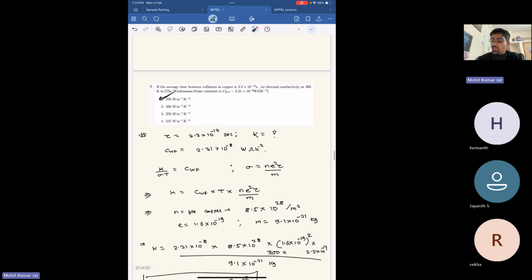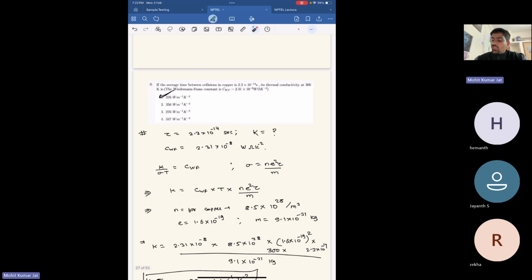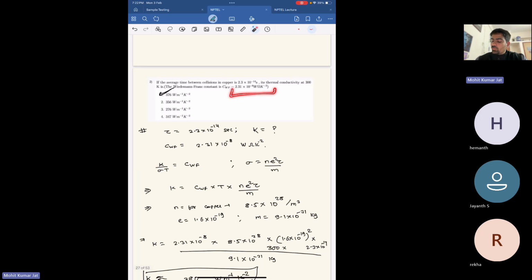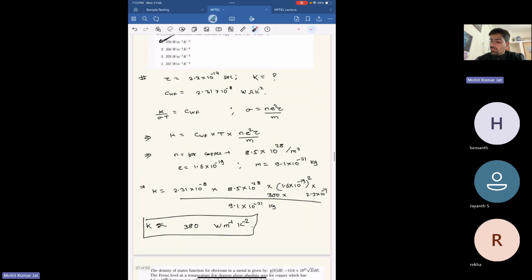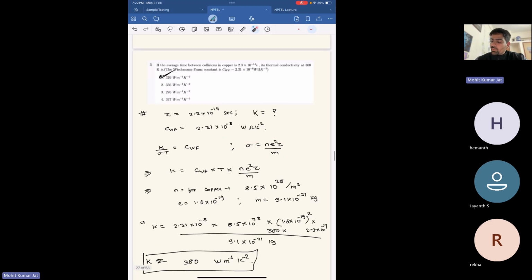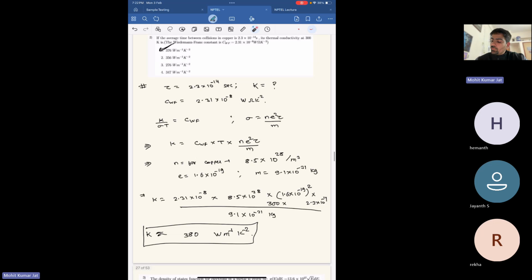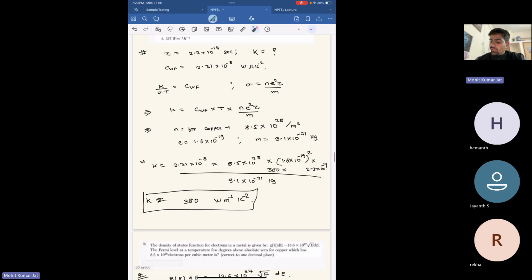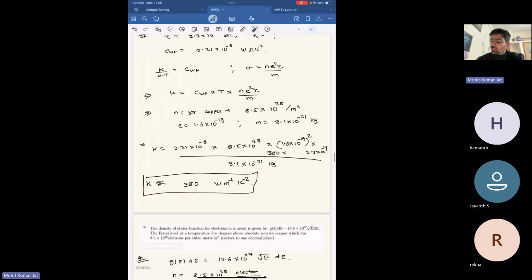Then the next question was the average time between the collisions in copper was given. The thermal conductivity at room temperature kappa they wanted to extract. So the kappa by sigma T we know is a constant, and that is the Wiedemann-Franz constant. In the question, the constant is given 2.31. They asked what is the kappa. Sigma we know is n e square tau by m, and we know what is the tau. N we took the value which is the standard one for the copper from the internet, and then we extracted the kappa, which is 380 watt per meter per Kelvin.